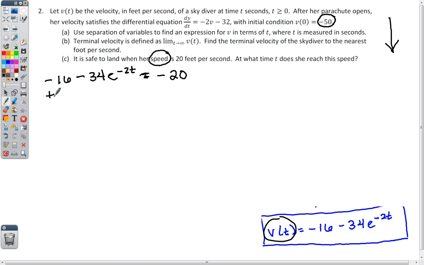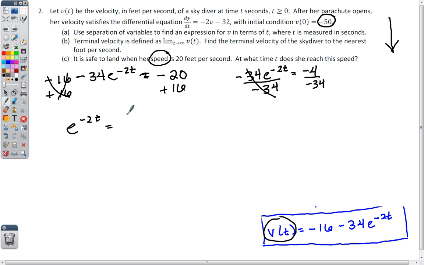All right, so we add 16 to both sides, and we get negative 34 e to the negative 2t equals negative 4. And we'll divide by negative 34. And that goes away, and we get e to the negative 2t equals 4 over 34. Then we take the natural log of both sides. And this is basically not a calculus question at this point. Negative 2t equals the natural log of 4 34ths. And we divide by negative 2. And this is, of course, a calculator question at this point.